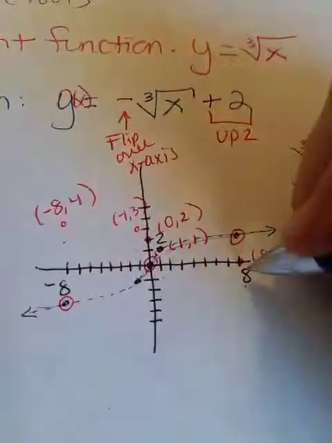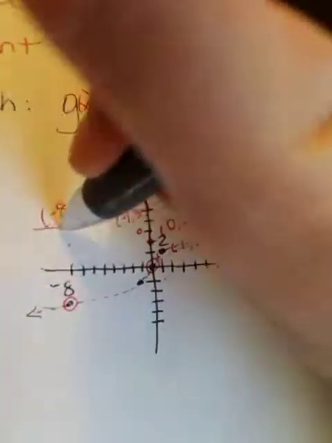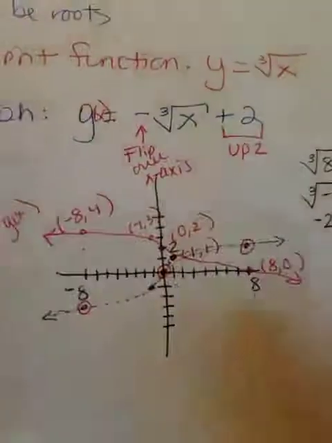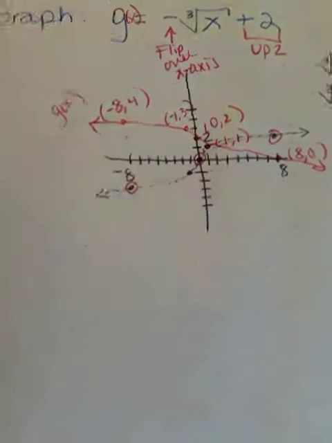So it has this nice curve to it. You're going to come in, and it's going to look something like that. And there's your g of x. Something like that. We'll do one more.